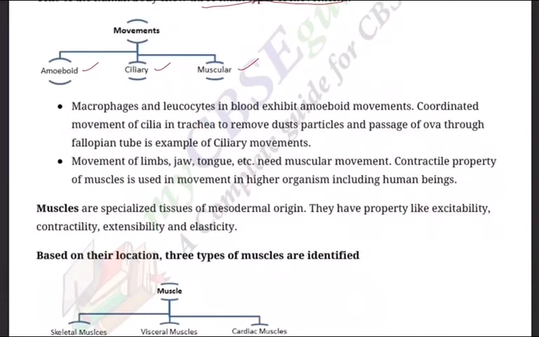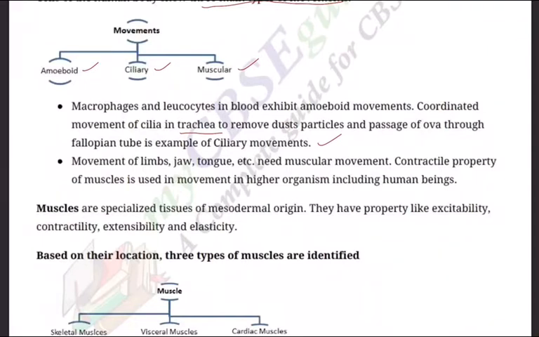So, macrophages, macro, big ones, and leukocytes in blood exhibit amoeboid movements. Okay, 360 degrees movement will be there. Macrophages and leukocytes, a type of WBC. Coordinated movement of cilia in trachea, respiratory system, to remove dust particles, and passage of ova through fallopian tube is the example of ciliary movements. You need to remember these examples in the examination.